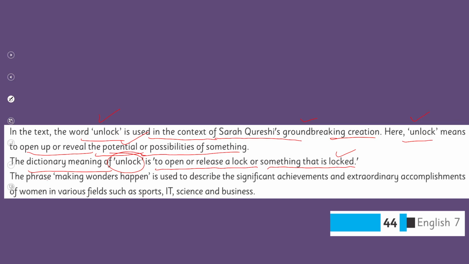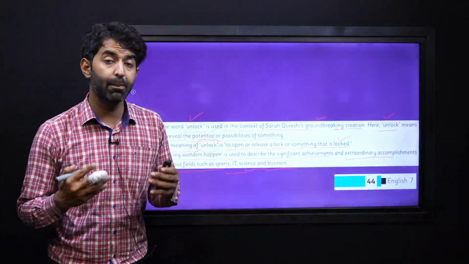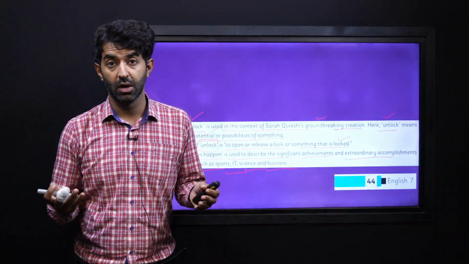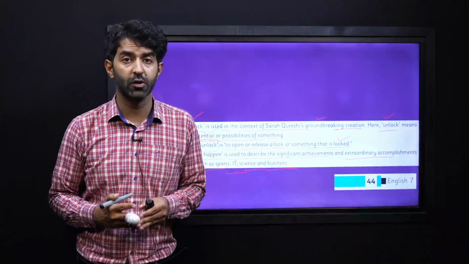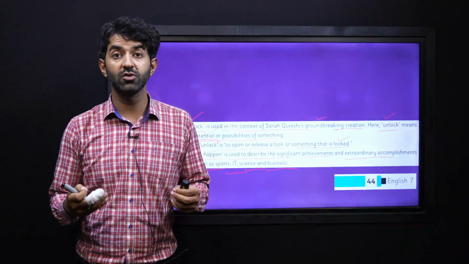Now, again, the phrase in the text, making wonders happen. What does it mean? This is used to describe the significant and important achievements and extraordinary accomplishments of women in various fields such as sports, IT, science, and business. Here, making wonders happen means they are achieving what is generally called impossible. So, they are doing a wondrous job.